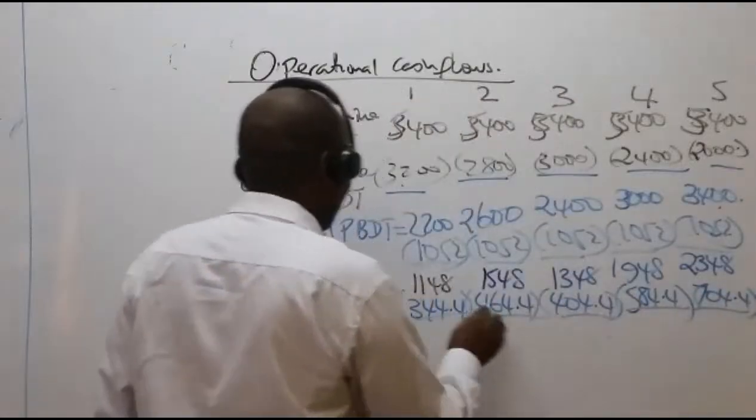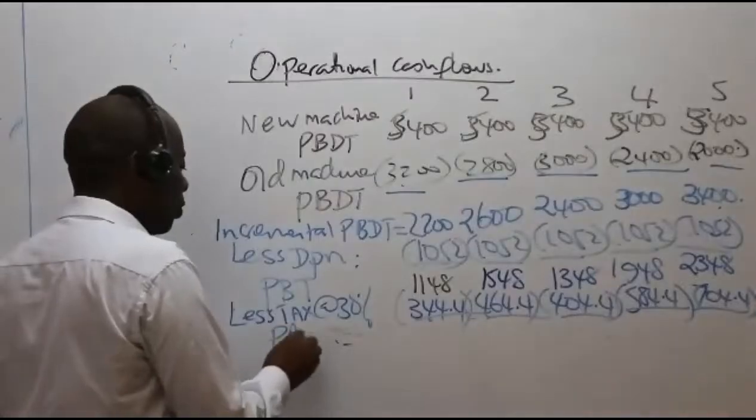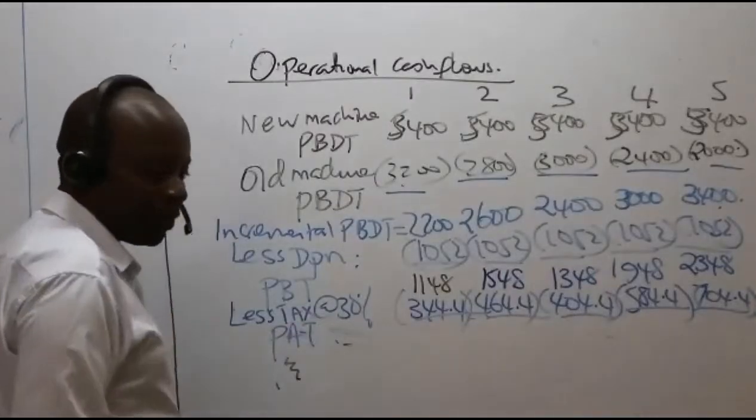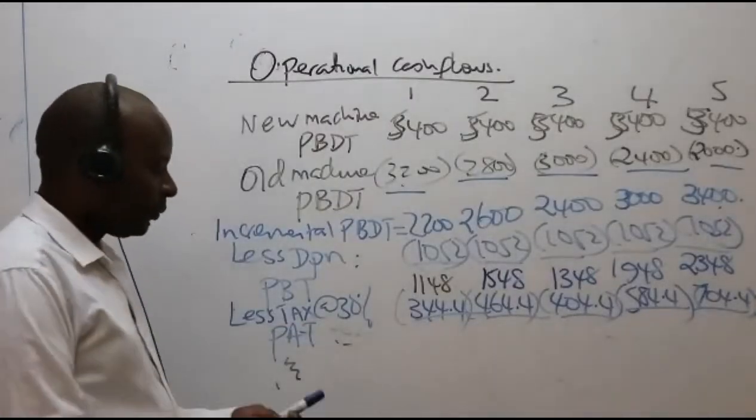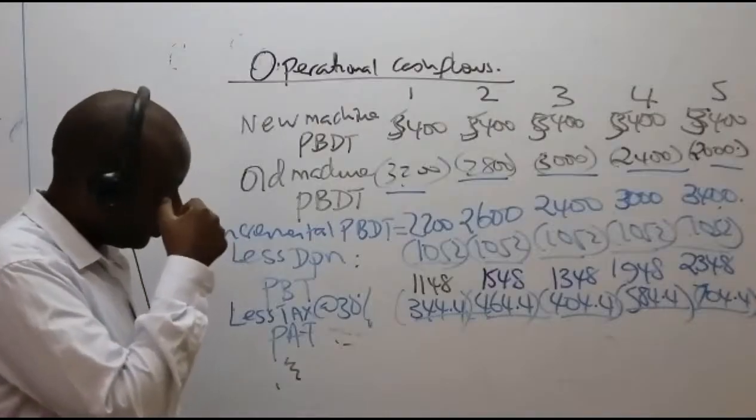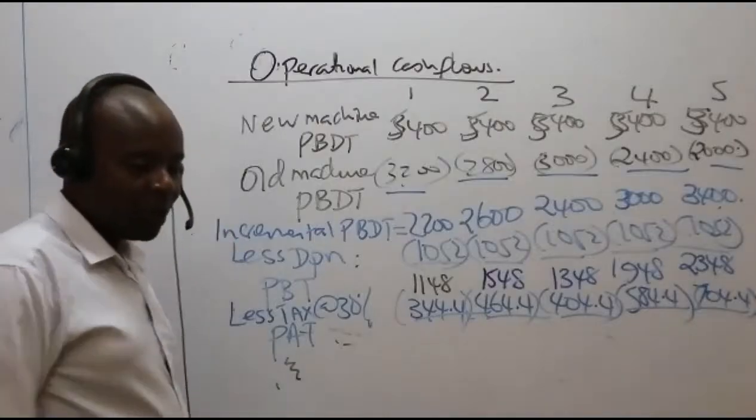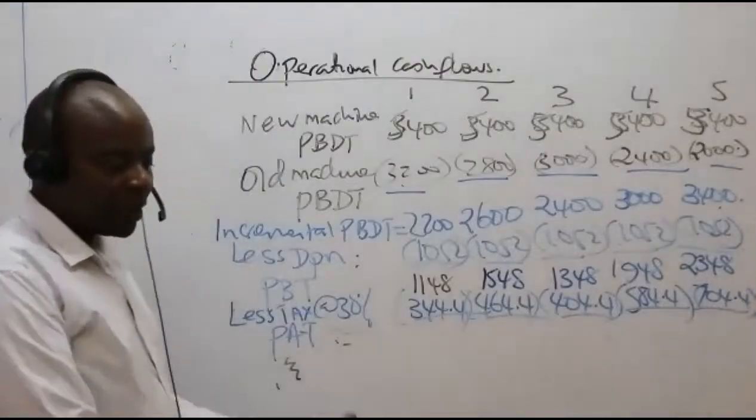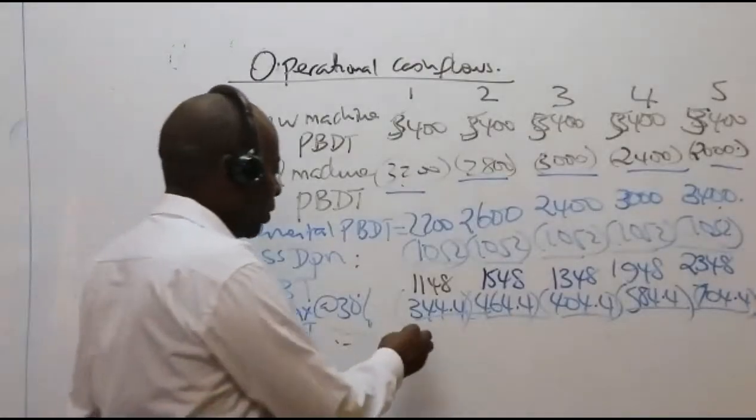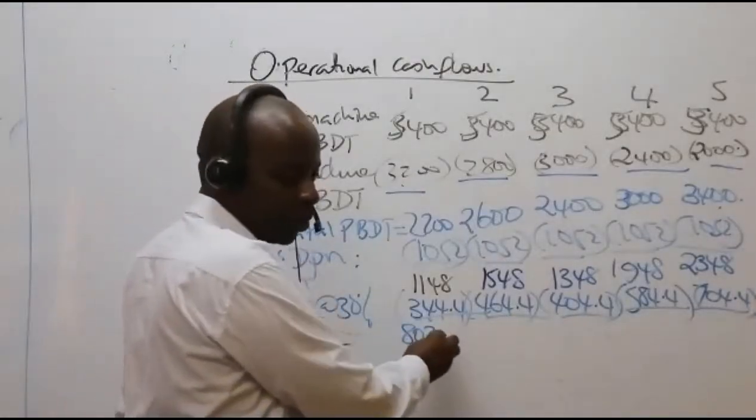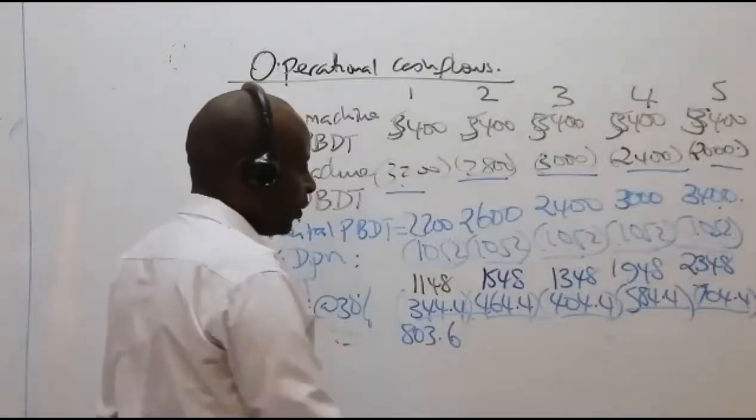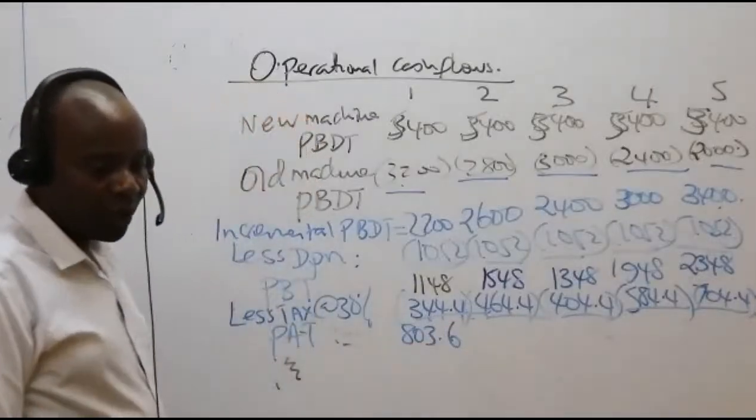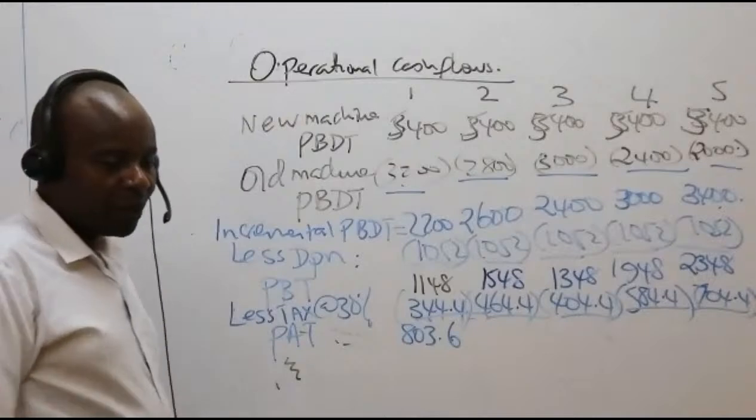When you subtract like that, now you should be able to give us what we call profit after what here? Profit after taxation. So this one here I'm told is 803.6. Thank you very much. Go to the second one.